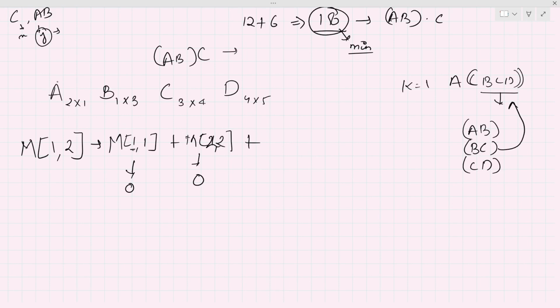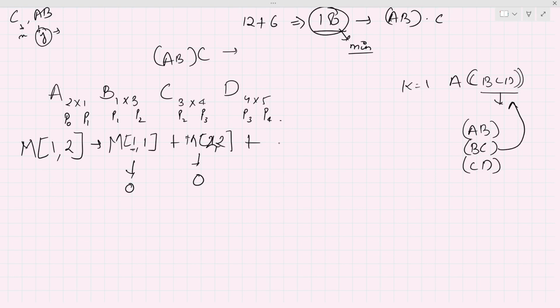1 comma 1 means matrix number A. Let's give it some values, like P0, P1, P2, P3 and P4. Why do I write these values? Because when we solve this question, it becomes easy to multiply these things. Now we have only two matrices, A and B.